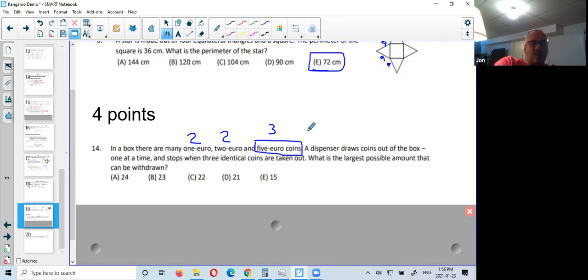It's D. Definitely D. Okay, because this is worth 2 euros, this is worth 4, and this is worth 15. Any other way, you would have less. You need to have all 3 of the most expensive coins, and it stops after it gets 3.